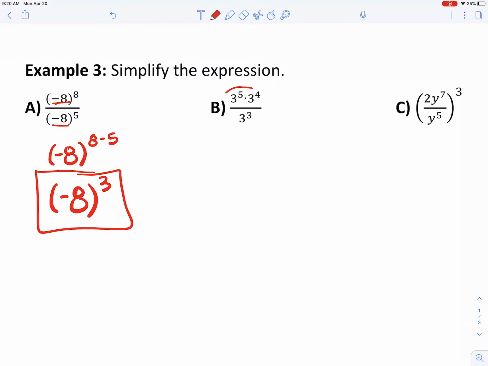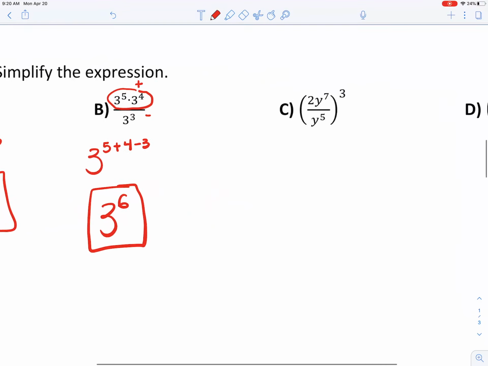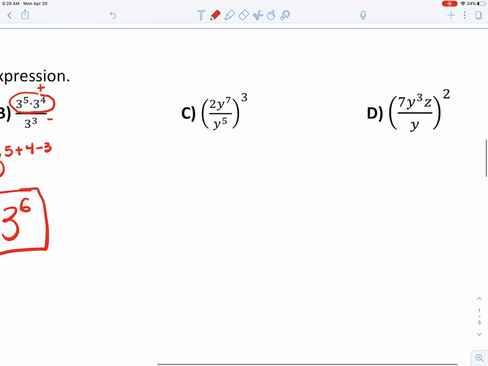Okay, here, I noticed that we've got some multiplication going on and then division. So on the top, we are going to add the exponents, and then with this one on the bottom, we're going to subtract. So this is the same as saying 3 to the 5 plus 4, because we are multiplying so we add, and then we are dividing so we subtract, so minus 3. 5 plus 4 is 9. 9 minus 3 is 6, so this would be 3 to the 6th power.